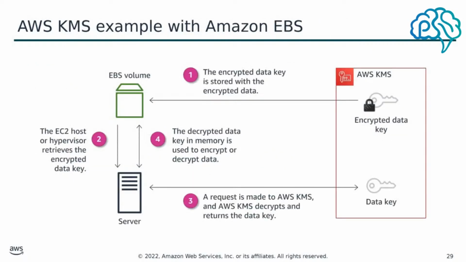If we look at block storage, this would be a good example and a straightforward way to look at it, where you would say Amazon EBS would obtain an encrypted data key. The service that is running the EC2 instances would then retrieve the encrypted data. A call is then made to the KMS service, and then finally the decrypted data is stored in memory and is used to encrypt and decrypt all the data going to and from the EBS volume.